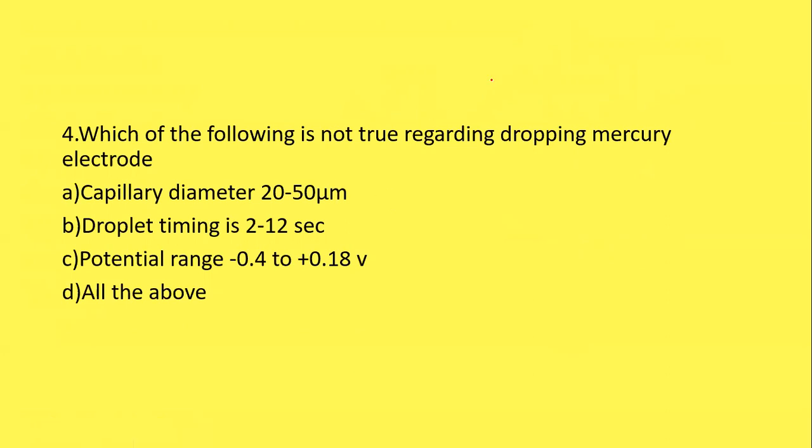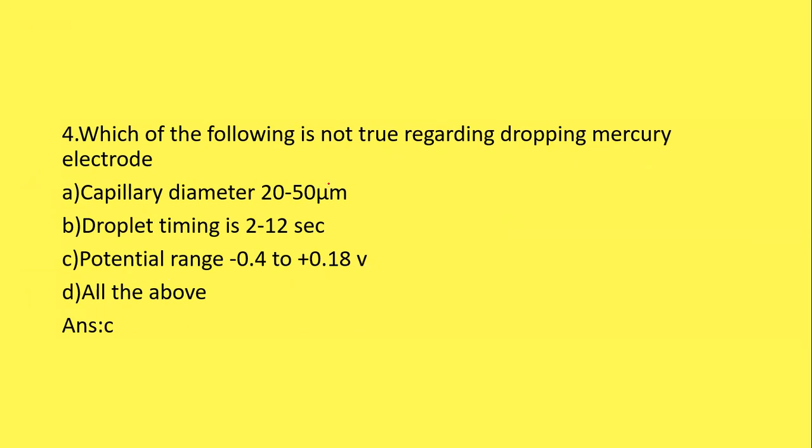Option A, capillary diameter 20 to 50 micrometer. Option B, droplet timing is 2 to 12 seconds. Option C, potential range minus 0.42 to plus 0.18 volt. Option D, all the above. The question is asking which of the following is not true regarding dropping mercury electrode. Correct answer is C.